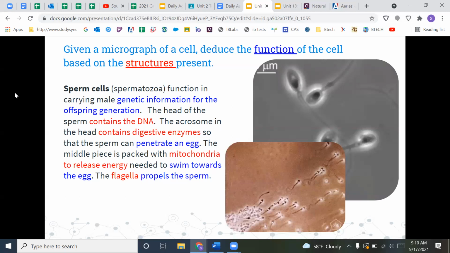Having DNA is the structure to give the function of spreading the DNA. Second structure, having digestive enzymes for the function of getting into the egg. Third, having mitochondria for energy to swim. And fourth, having a flagella to be able to swim. You wouldn't be able to swim very well if you didn't have arms and legs, right?